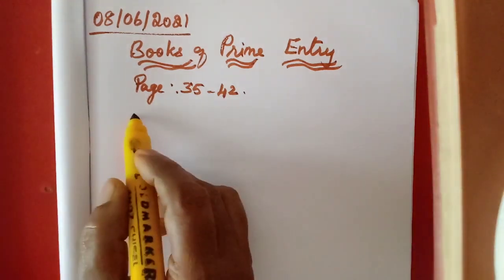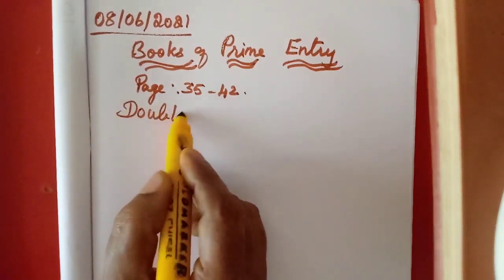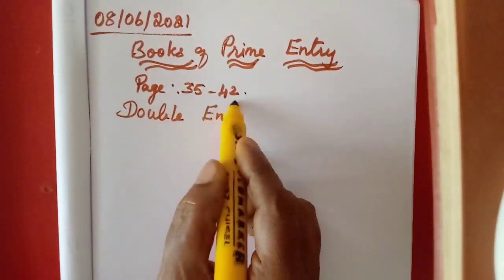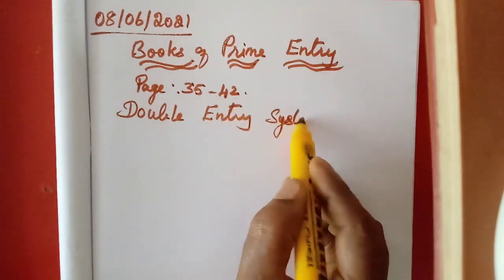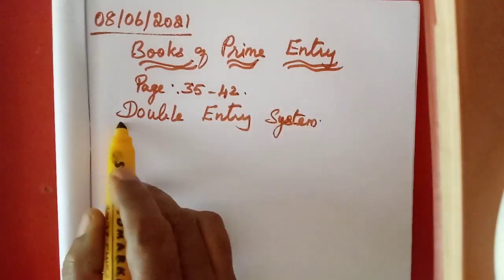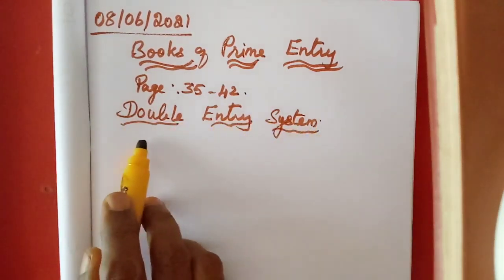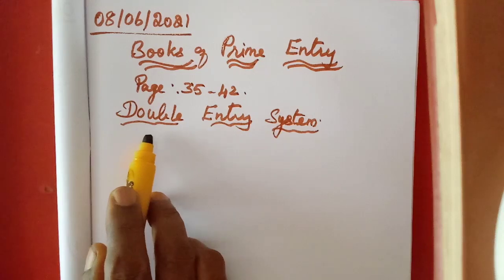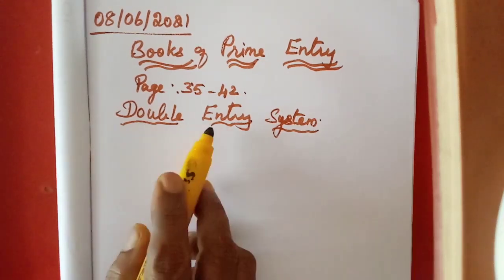Today let us learn about the double entry system. This we have learned already in the second lesson, in the concept, dual aspect concept. When who introduced the double entry system in the beginning, we have studied. That Luca Pacioli in the year 1494, he developed this double entry system.